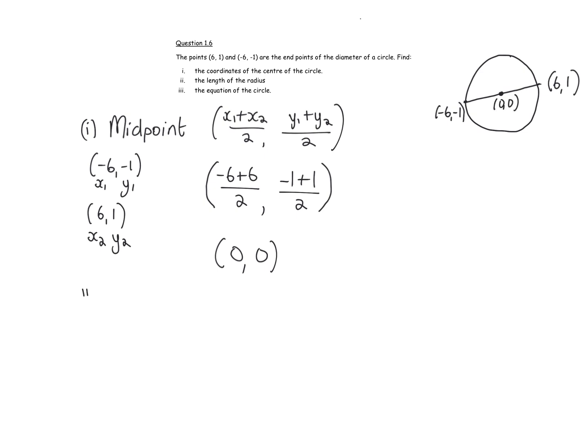The second thing they want then is the length of the radius. The length of the radius can be found either from 0, 0 to minus 6, minus 1 or 0, 0 to 6, 1. You can decide. As well, what you could do is get the length of the line from minus 6, minus 1 to 6, 1 and divide it by 2. That would give you the radius as well. I'm going to take the radius from 0, 0 to 6, 1.